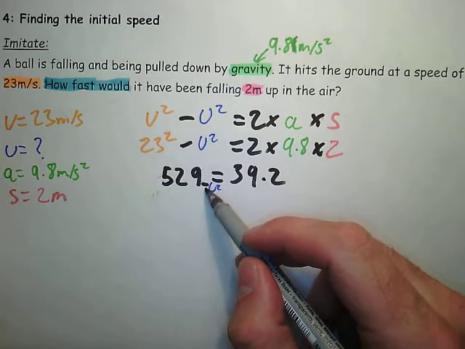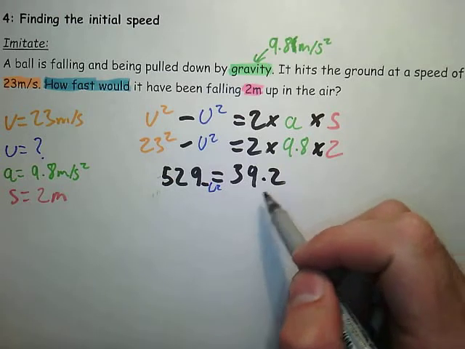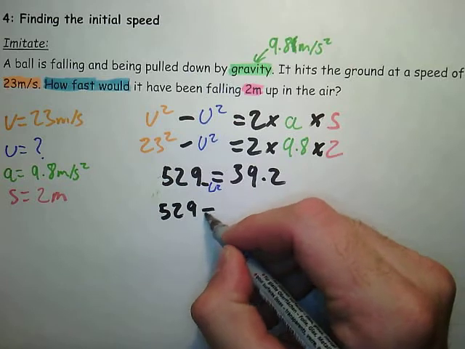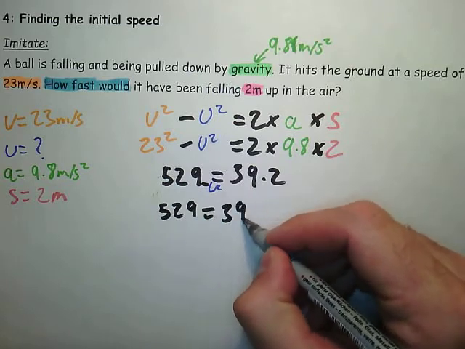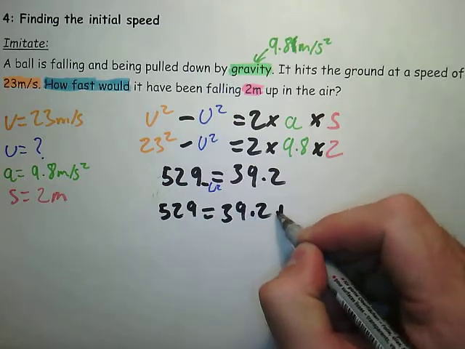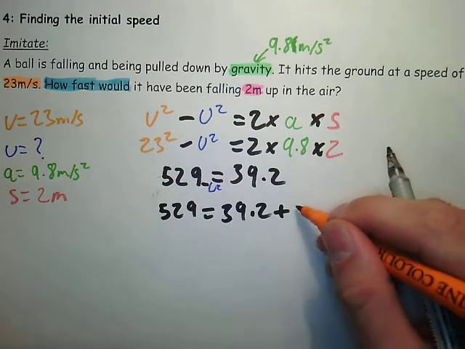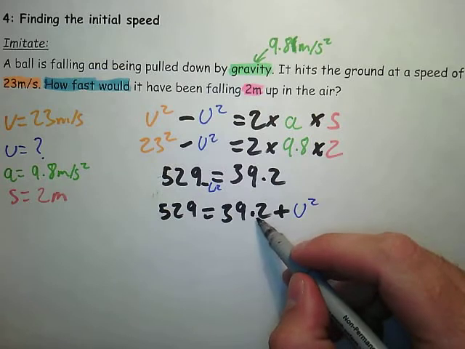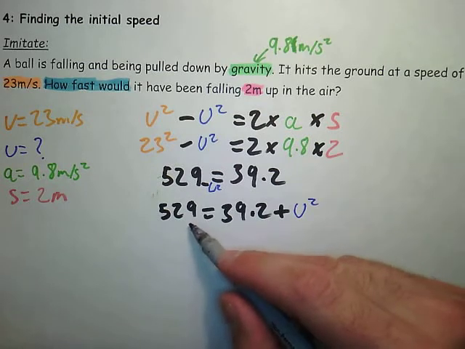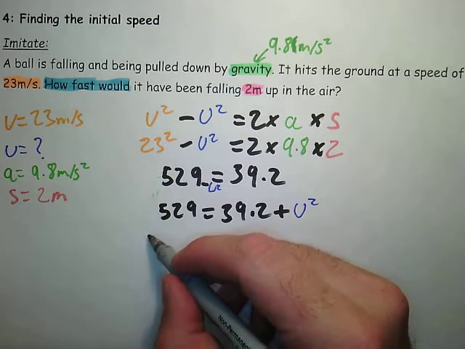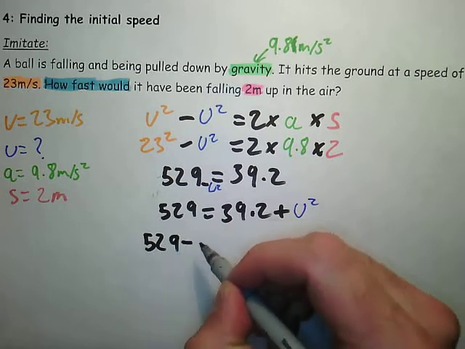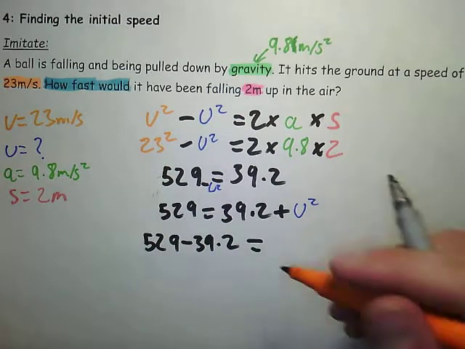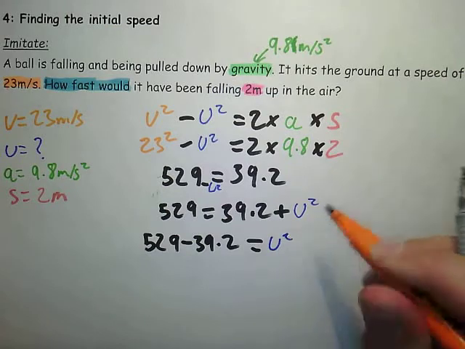So if it's negative on this side, it'll be positive on the other side. So I'm going to move that over there. So I'm going to have 529 equals 39.2 plus U squared. And now, because I've got my 39.2 positive on this side, I can make it negative on the other side. So I can do 529 minus 39.2 equals U squared, and now we're set, now we're sorted.